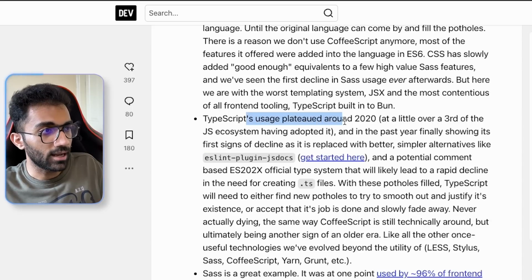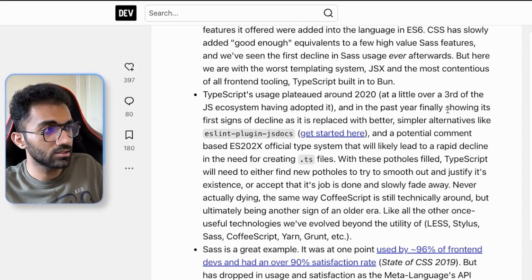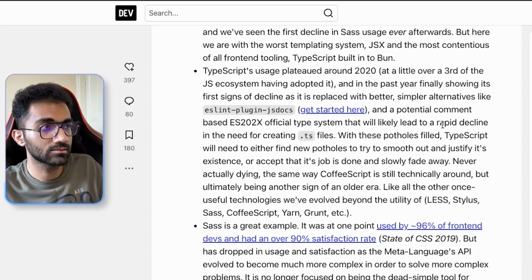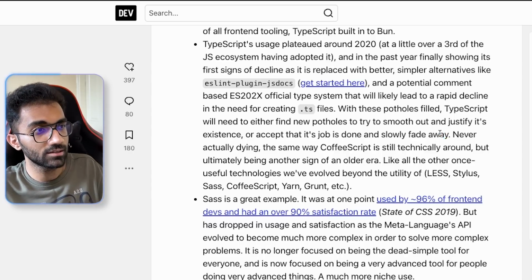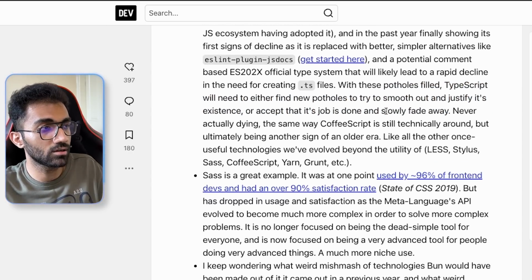TypeScript usage has plateaued around 2020, and the past year finally showed its first sign of decline as it's replaced with better, simpler alternatives like JSDocs and a potential comment system based on an ES202X official type system. With those potholes filled, TypeScript will either need to find new potholes to try to smooth and justify its existence, or accept that its job is done and slowly fade away, never actually dying.